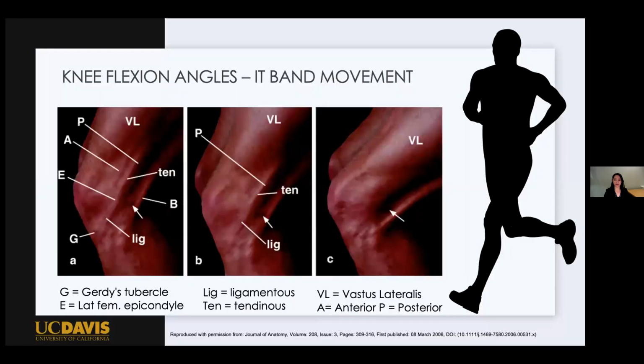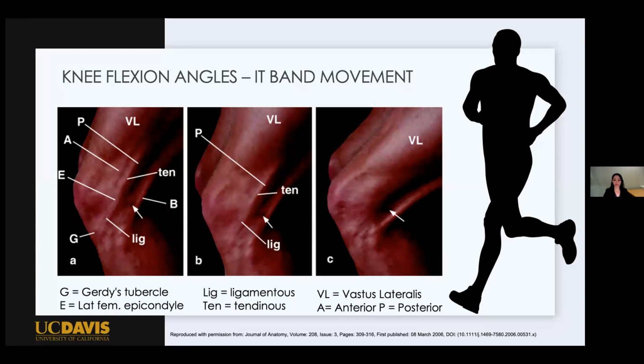To briefly review ITB biomechanics, the 3 images include progressively increasing angles of knee flexion. The IT band is under greatest tension at 30 degrees of knee flexion, with friction of the ITB rubbing across the lateral femoral epicondyle. As the knee is flexed, the tension in the ITB shifts from its anterior to its posterior fibers.